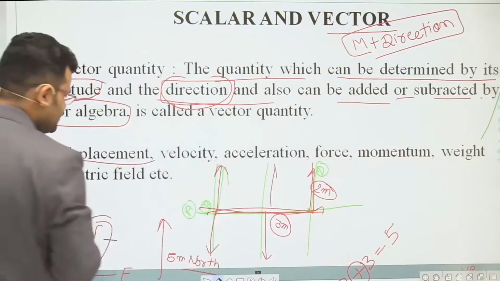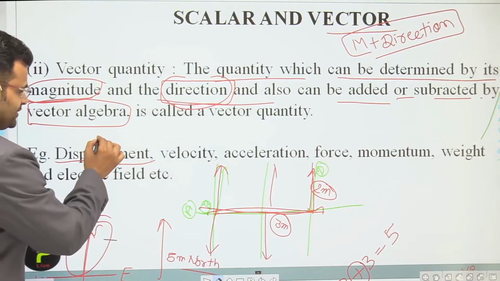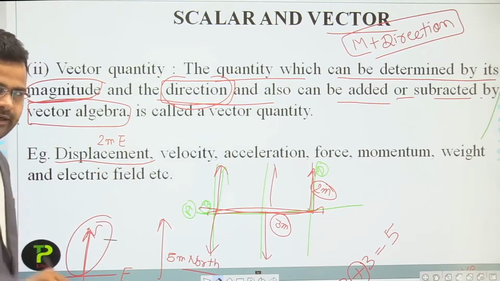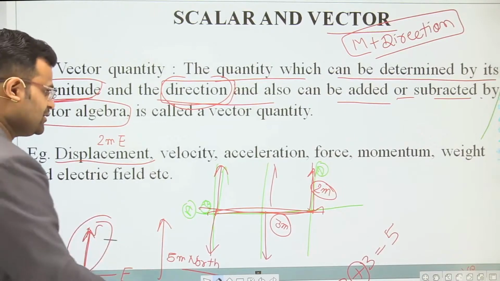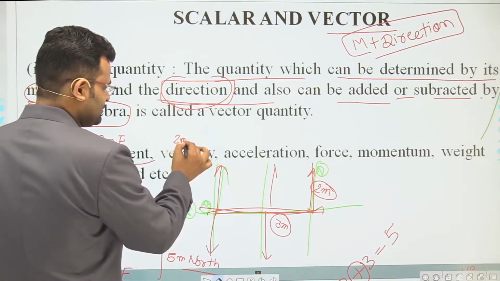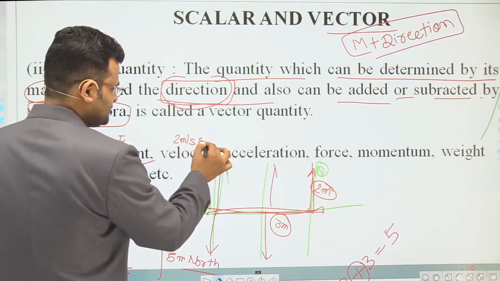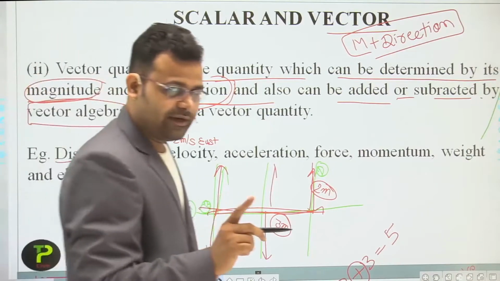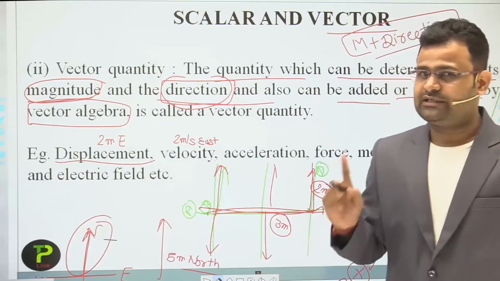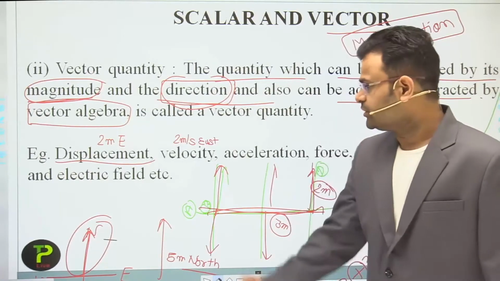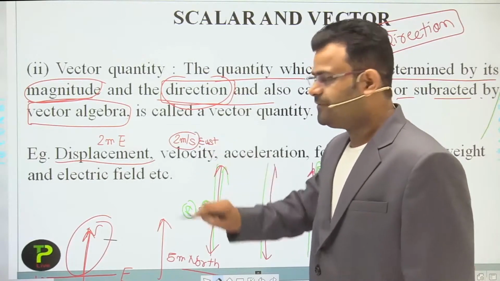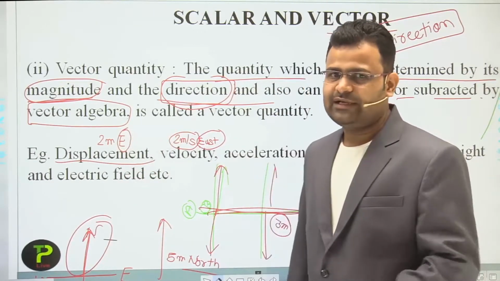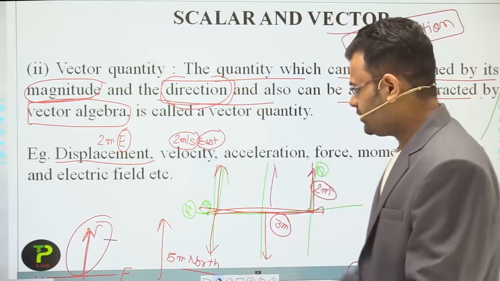So dear students, displacement we always write as 2 meter east, west, north, south, any type of direction, because we require a direction. Velocity: 2 meter per second east, west, north, south, x, y, z. All are vector quantities, dear students, and all these quantities require two things. The first one is magnitude. 2 meter per second is the magnitude, and east, west, north, south shows the direction of that quantity.